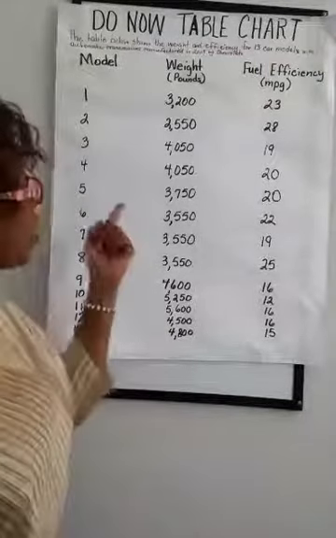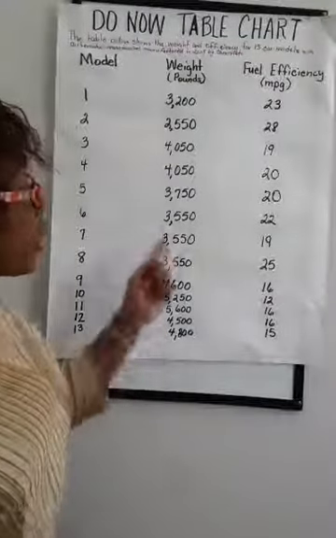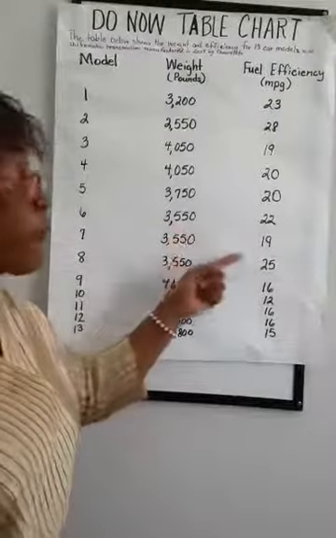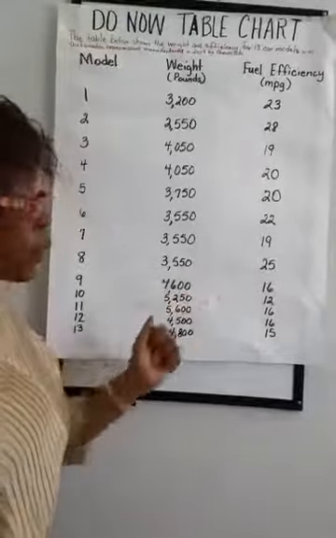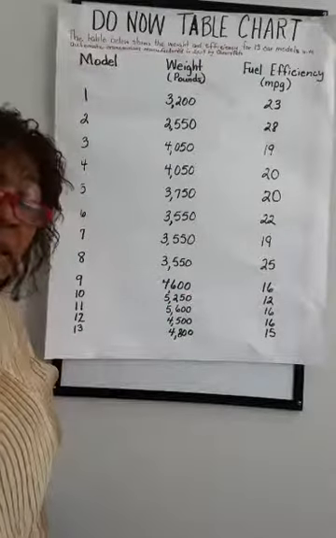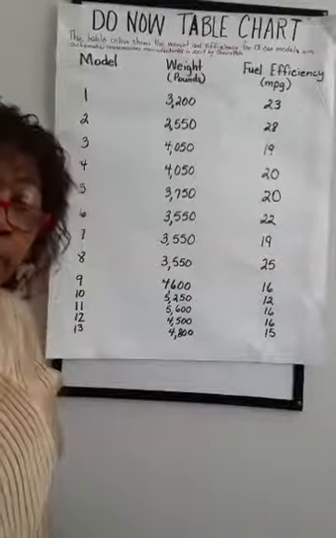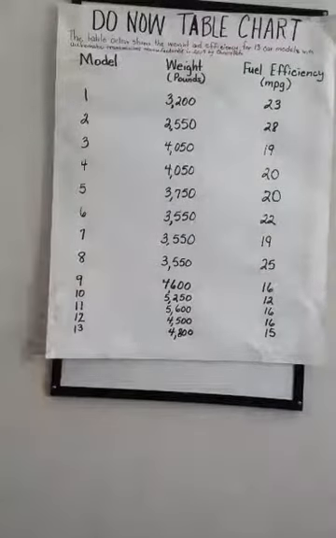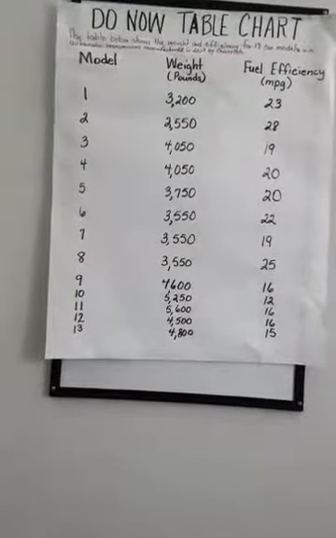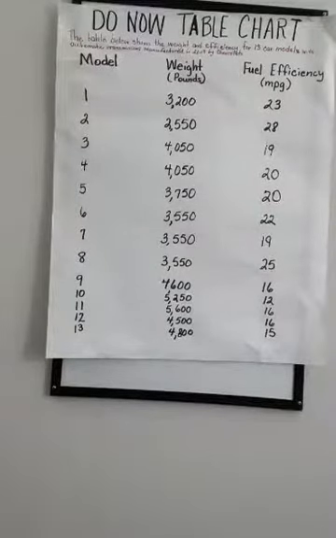This is the table chart. We're talking about weight and we're talking about fuel efficiency. So pull it up and let's look at a scatter plot. Give me a thumbs up if you got it. Thank you, Meridor. You got it. Anyone else has it?